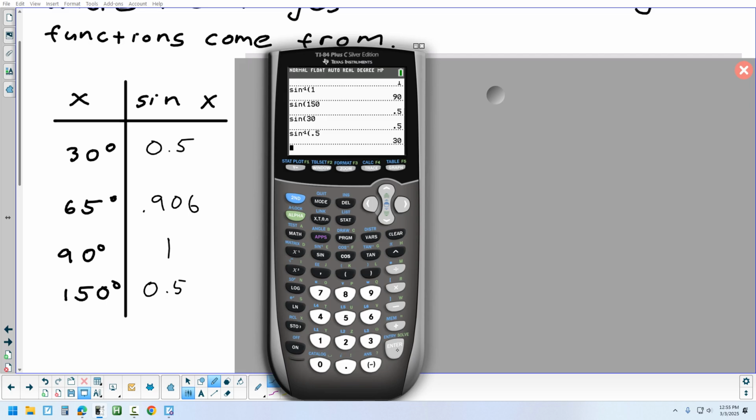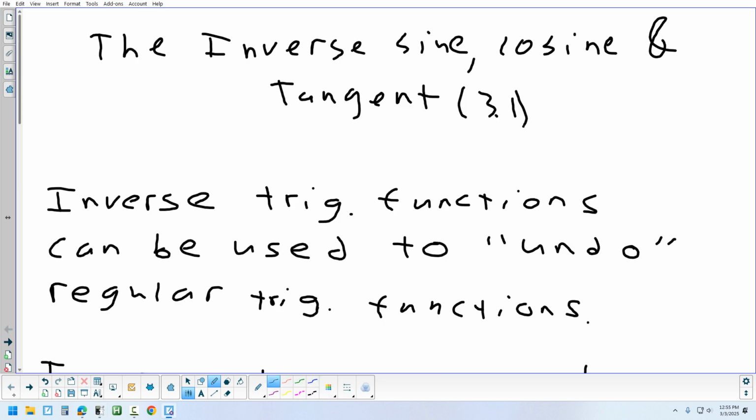And there's other numbers that have a sine of 0.5. I could do the sine of 390. That's also 0.5. There's an infinite amount of numbers I could put here and get 0.5 as the answer. But if I do inverse sine of 0.5, it will always give me the 30. It's like the first one. So how are we going to know which ones we use?